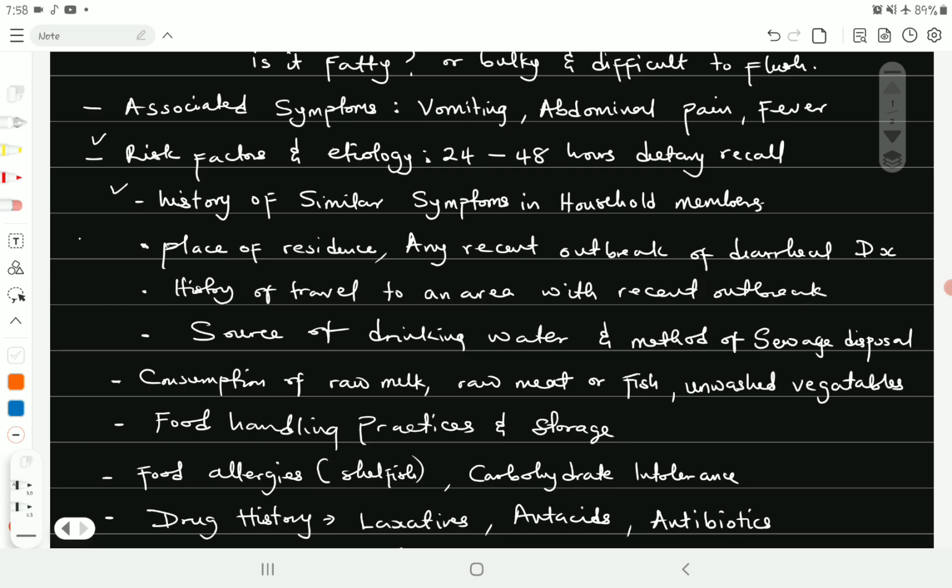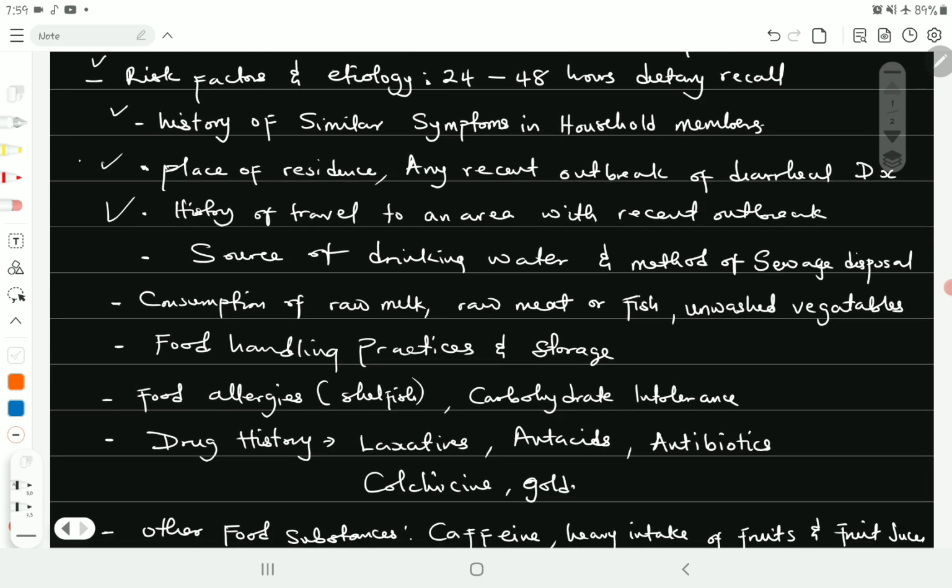Then history of place of residence, where the person stays, and any recent outbreak of diarrheal disease in the person's immediate environment. You need to ask about history of travel to an area with a recent outbreak. Currently we have an outbreak of cholera in Nigeria, and Lagos is on the top list. Any history of travel to an area with a recent outbreak is very, very important.